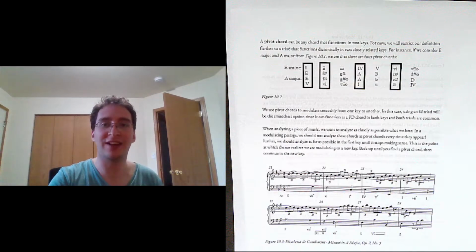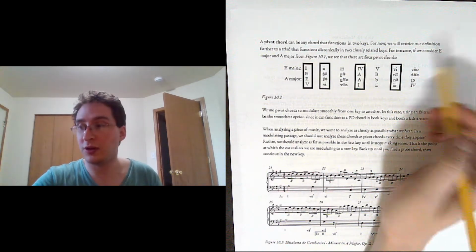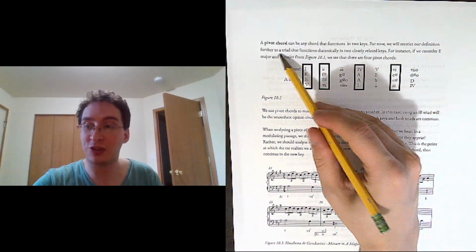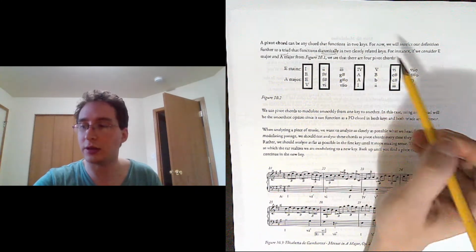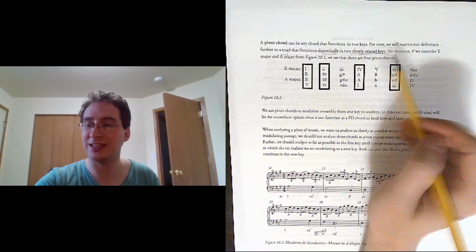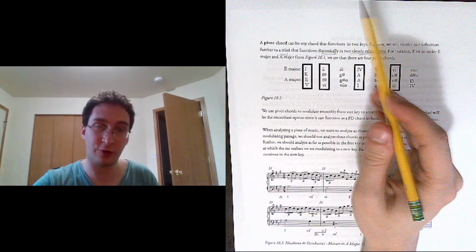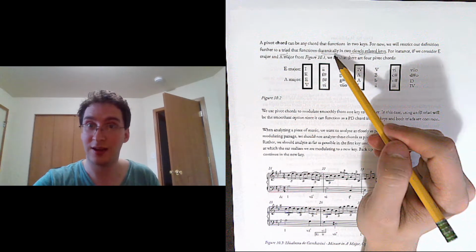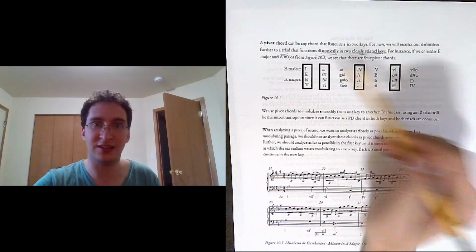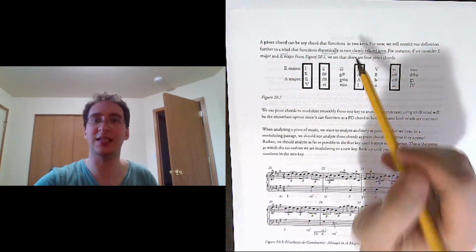Welcome to lesson 10.1.2 on pivot chords. So a pivot chord is any chord that can function in more than one key. And we're going to restrict our definition further for now to a triad that functions diatonically in two closely related keys. So a pivot chord for now has to be a triad that is diatonic, it fits in the key signature, of two closely related keys.